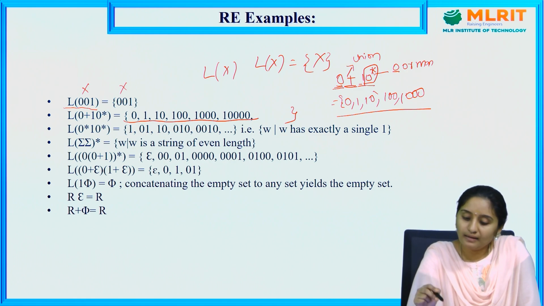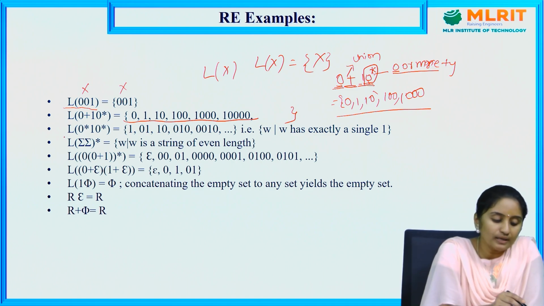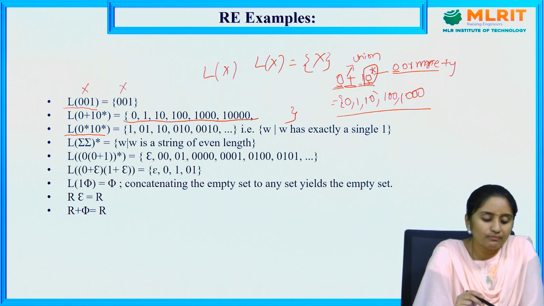I can read it as 1 time or 2 times or infinite times. So star is nothing but 0 or more times. I can read that symbol 0 or more times. So the next one, L of 0 star 1 0 star.